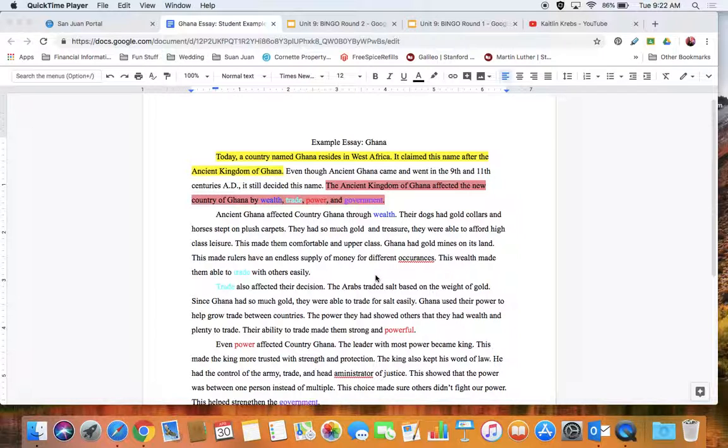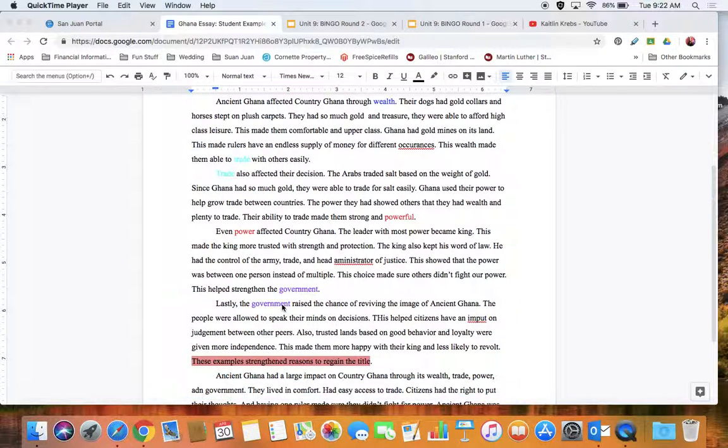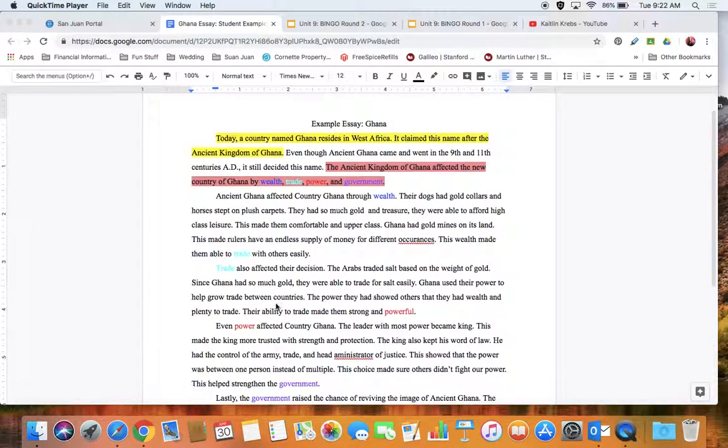And so let's just look at format first. We have a hook, we have a transition, we have a thesis. Awesome. That is the exact format that the introduction paragraph should be in. I have blue for wealth. Guess what? My first paragraph's about wealth. I have, I guess, light blue for trade. Second paragraph's about trade. Red for power. Power is the third paragraph. Government's purple. Well, the fourth paragraph is on government. So automatically, I know as the teacher, you have followed the correct format. That is good. This is a very good sign.